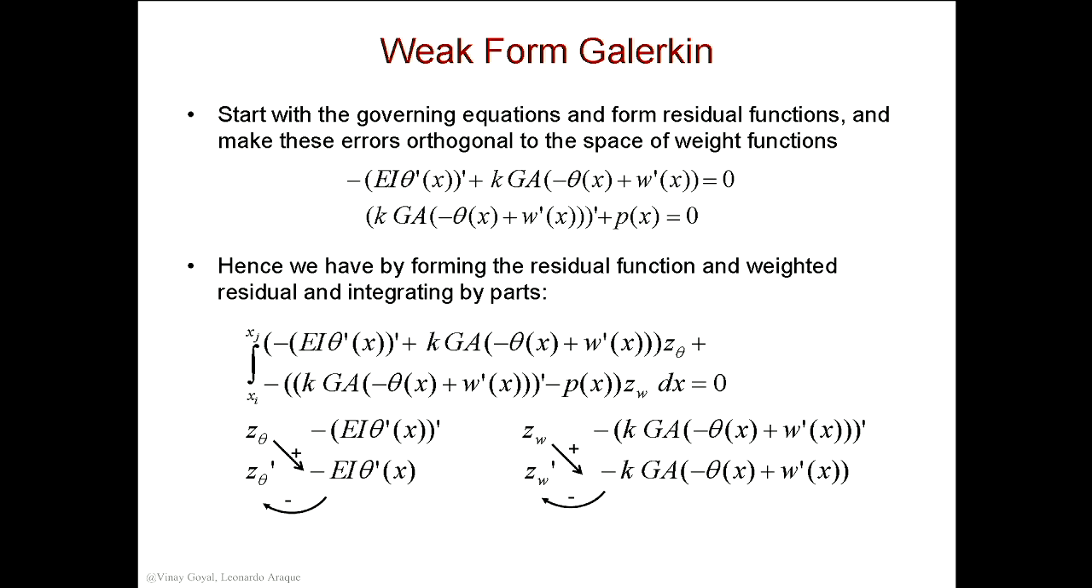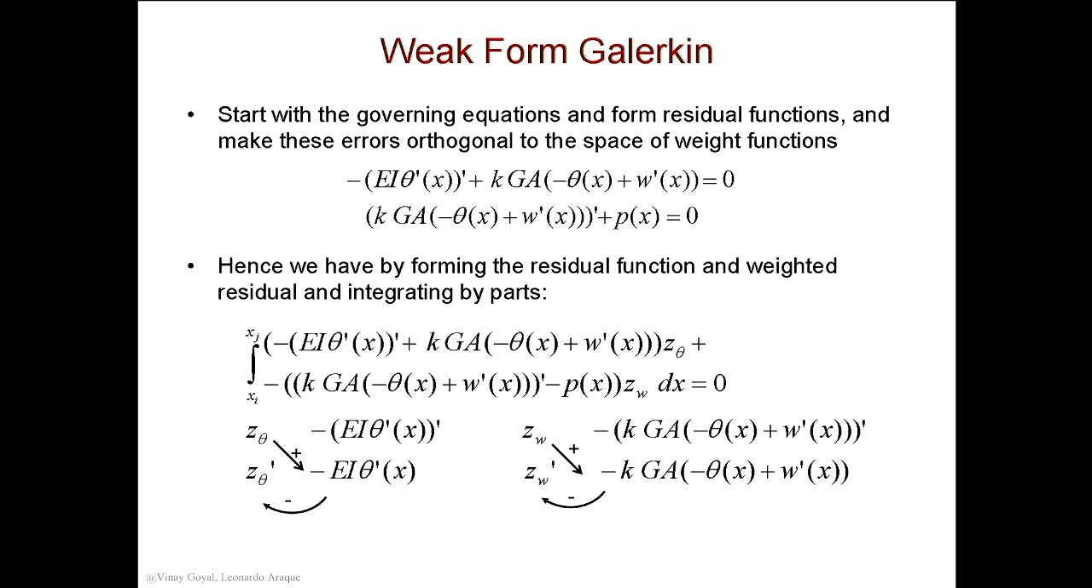So what I formed here is the weighted residual function, and I'm making the residual function orthogonal to the weight function z theta. And to that, I'm adding, I can do it either together or separately, I decided to do it together to move quicker in class, the second equation, which really corresponds to W because it's the highest order derivative. I formed the residual function for that and made the error orthogonal to the weight zw. So now I have two weight functions that I'm going to track from now on.